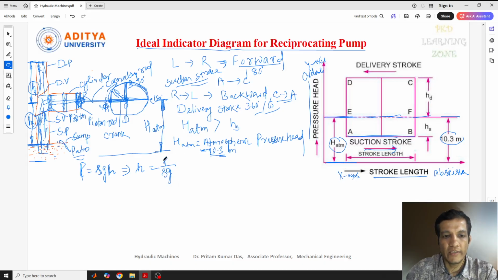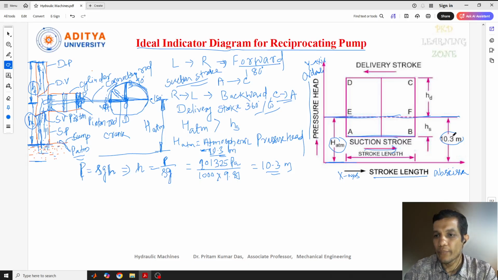Now, what is the normal atmospheric pressure? The normal atmospheric pressure value is 101325 Pascal. You can convert it into kilopascal, or also into bar. So 1 bar is the normal atmospheric pressure. Here in the denominator, we can consider the density as 1000 and g as 9.81. If you solve this, we get 10.3 meter. This value comes from this formula, so that's why it is given as 10.3 meter.